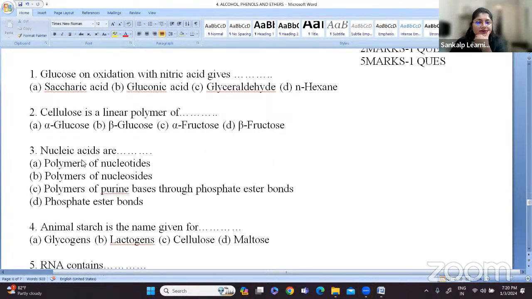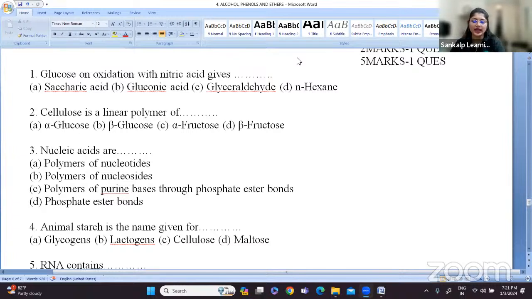Nucleic acids are: A. Polymer of nucleotides. B. Polymers of nucleosides. C. Polymers of purine bases through phosphate ester bonds. And D. Phosphate ester bonds. Yes, Priyanka has answered it as A. What about others? What are nucleic acids? Vedvati has answered it as D.